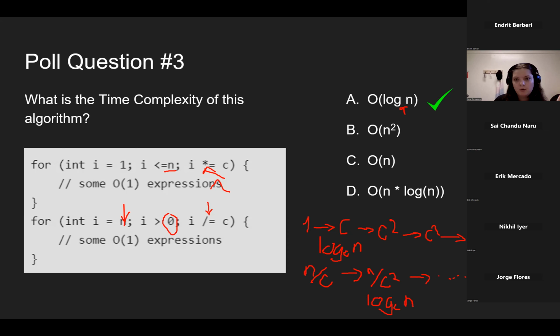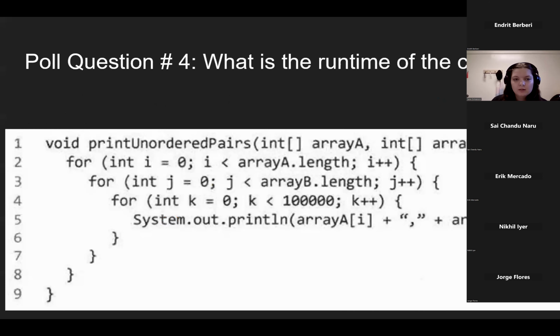We have more examples. There's about 10 questions. Next one. What is the runtime of this code? We have 3 for loops. First one runs until some length a, suppose that the length of array a is a.